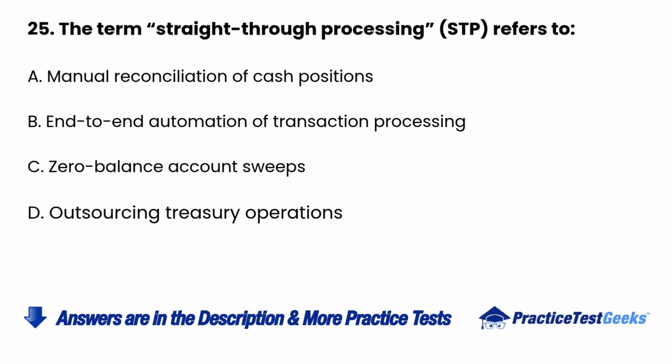25. The term straight-through processing (STP) refers to: A. Manual reconciliation of cash positions. B. End-to-end automation of transaction processing. C. Zero balance account sweeps. D. Outsourcing treasury operations.